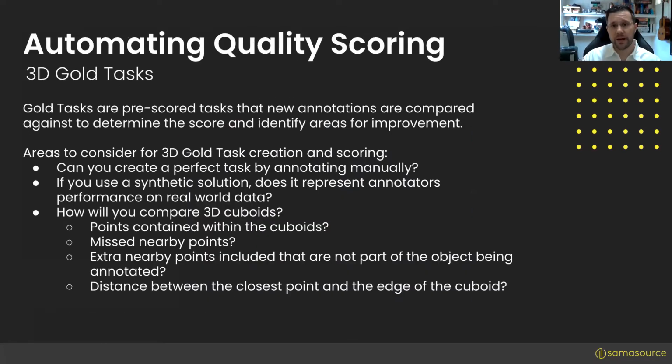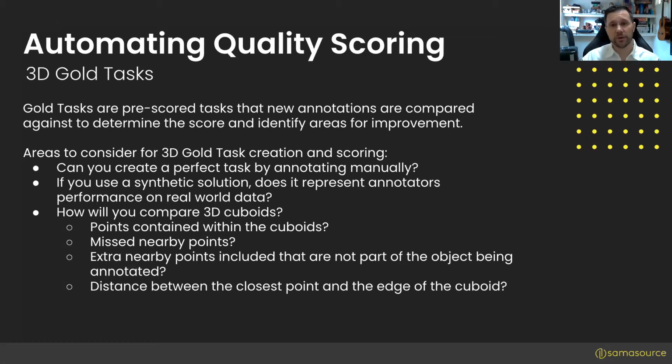Another part of automating quality scoring, for consideration here, is 3D gold tasks. Gold tasks are pre-scored tasks that new annotations are compared against. So think of it like this: you take a video and you perfectly annotate it, and then you introduce that video, or a piece of that video, maybe frames of that video, depending on how you're doing annotation, to your labelers. And then you get the results of what they do, and you compare it against the ground truth that you originally did. That allows you to run through the quality rubric that I was mentioning you should create above, and get a certain score as to where your labeler is at.